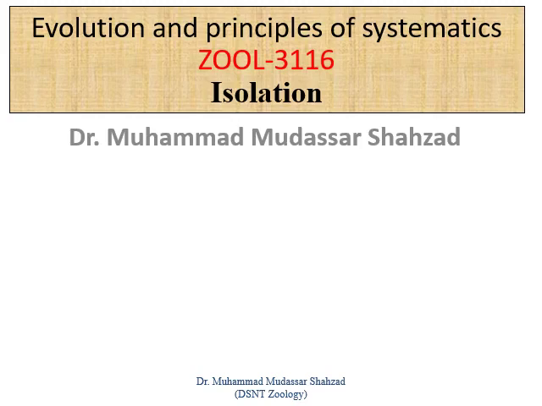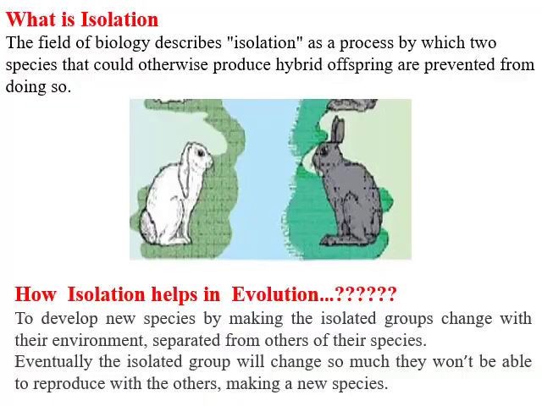I am Dr. Mudassar Shahzad from University of Education, and today we will discuss isolation, the next topic of evolution and principles of systematics. Dear students, first of all, we will discuss what isolation is. Isolation is basically a term used for the separation of different organisms from reproducing with each other.